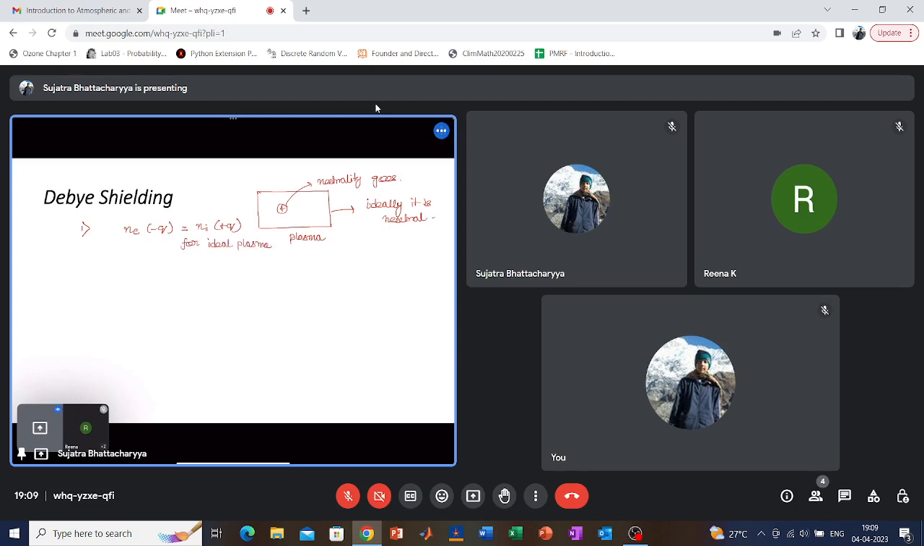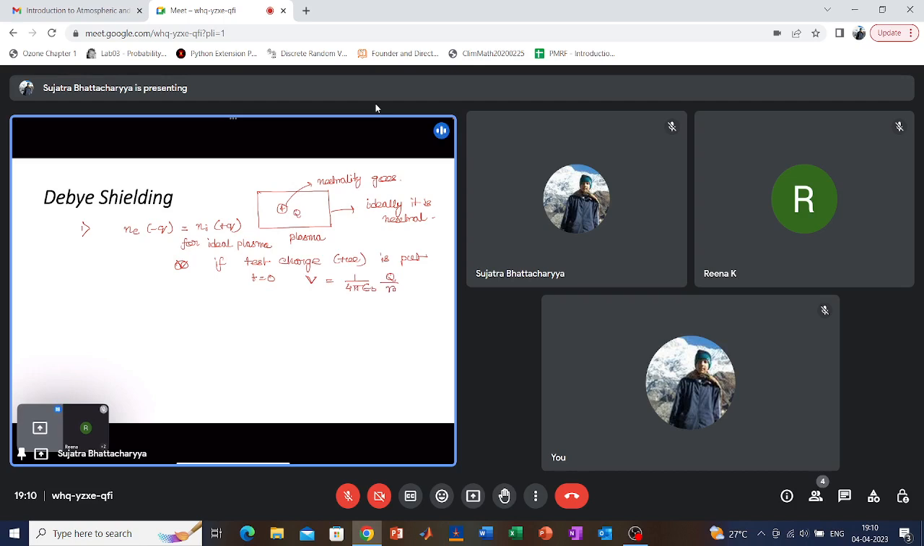Now its corresponding potential. If a test charge, of which sign? Positive charge. Okay, a positive test charge is put, which creates a disturbance in the plasma. What will happen? At t equal to 0, immediately as I put a positive test charge, the electrostatic or Coulombic potential will be nothing but 1 by 4 pi epsilon naught, Q divided by r.